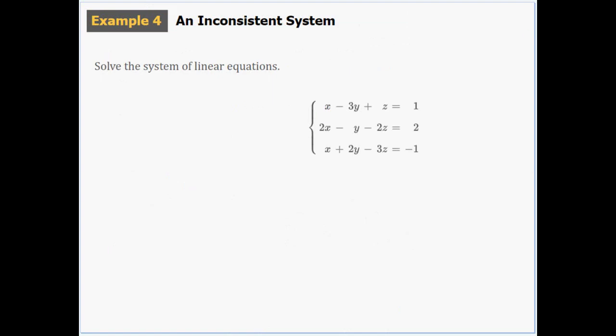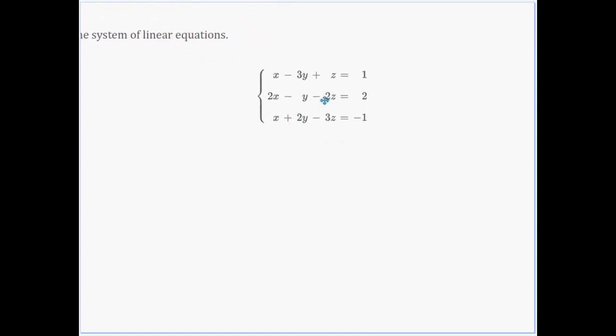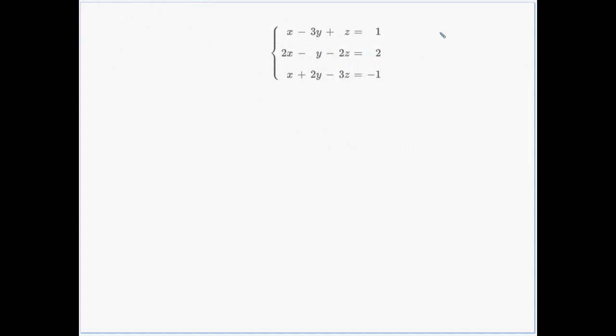Here in example 4, they sort of spoil the surprise. Up here after example 4, it says an inconsistent system. So that means in the end, we will have no solutions. I'm going to label these equations 1, 2, 3, and I'm going to start out my usual thing. I'm going to want to eliminate the x variable.